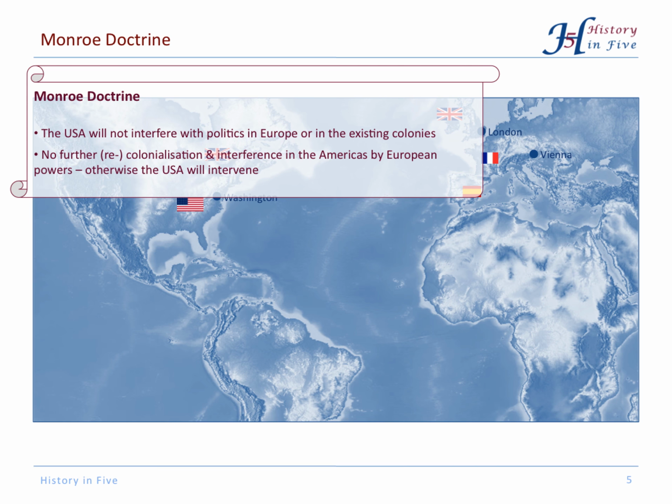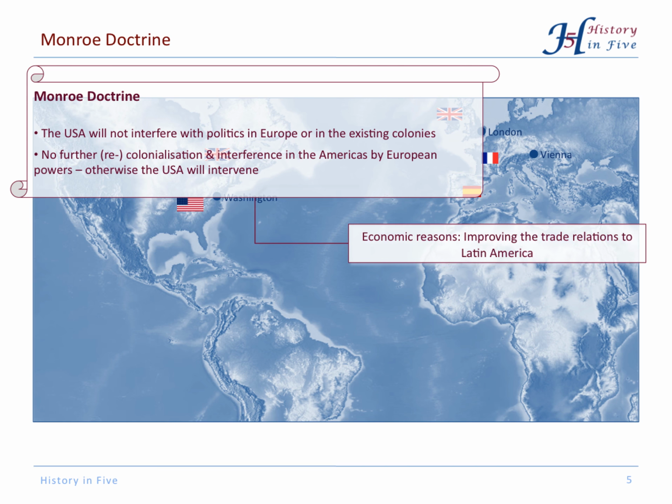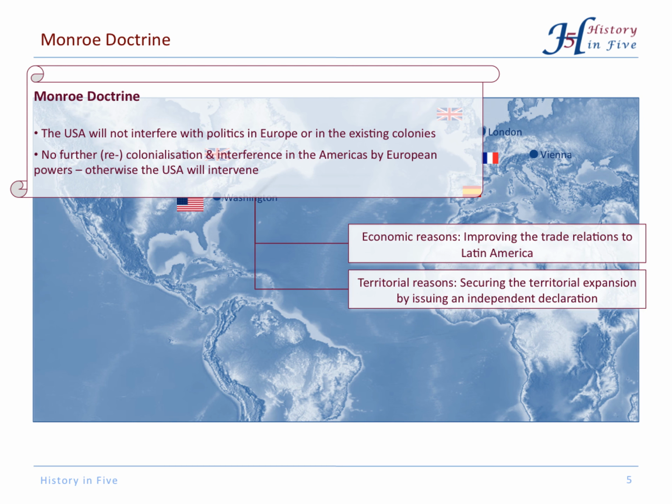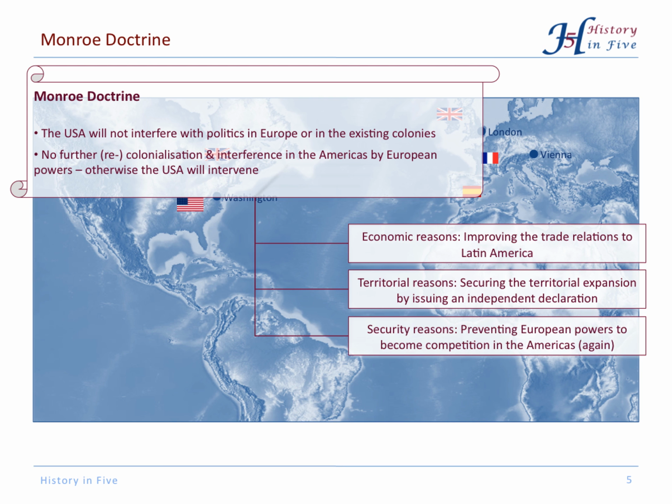The reasons for this declaration, for this doctrine, first, economic reasons. The US wanted to improve their trade relations to Latin America. Then territorial reasons. There should be no interference when the US were to expand towards the West. Security reasons, of course, no European powers threatening the US in America.